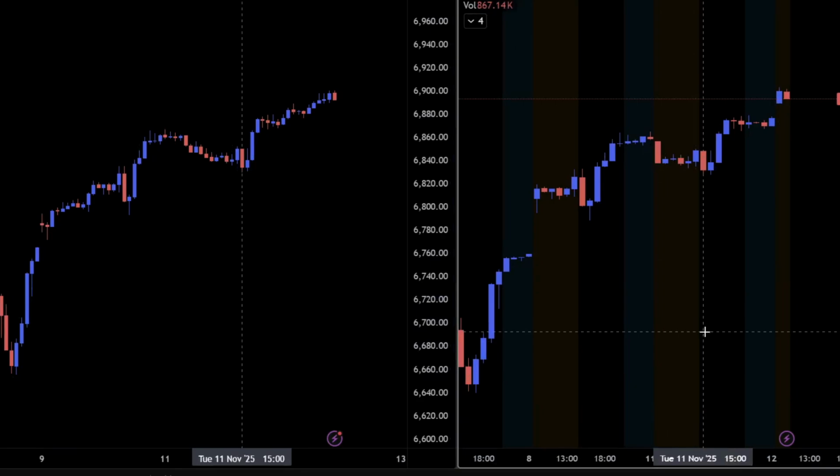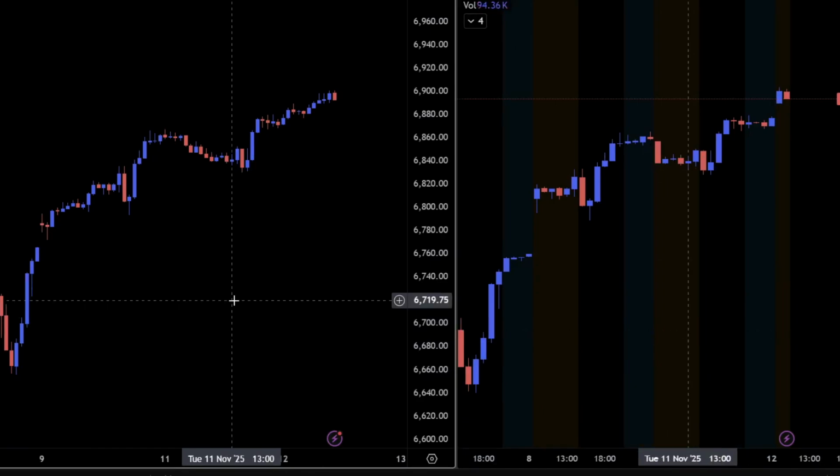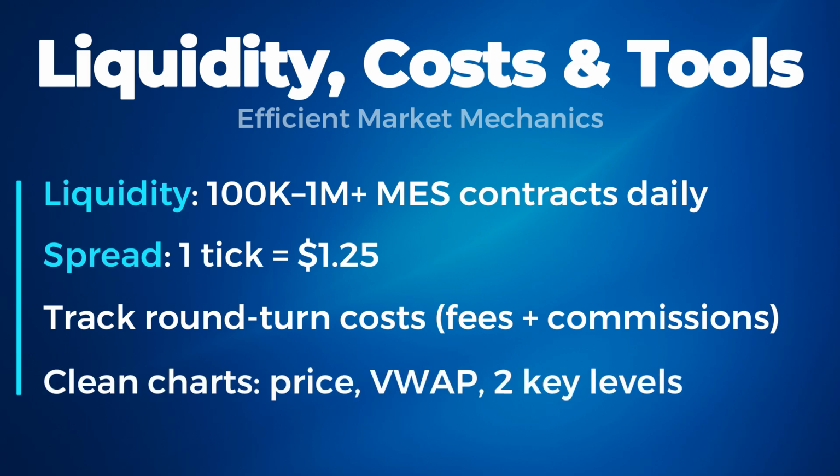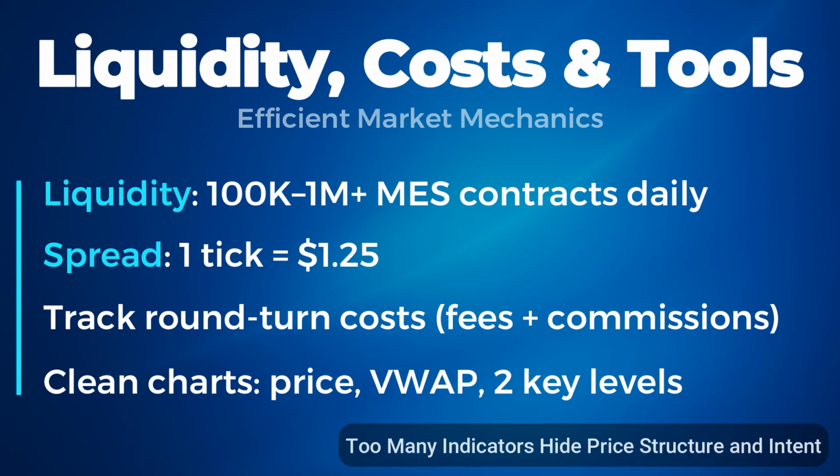SPY often sticks near round numbers. ETF flows create that sort of behavior. MES trades electronically around the clock, giving you cleaner structure and continuous liquidity. Track your round turn costs, exchange fees, commissions, and routing to keep your P&L attribution accurate. For charting, keep it minimal: MES price, VWAP, and the 2 zones that matter the most. Too many indicators hide the price signal you're trying to see.